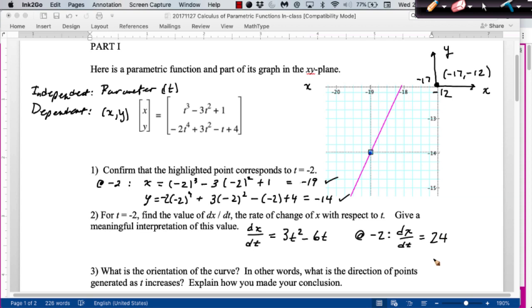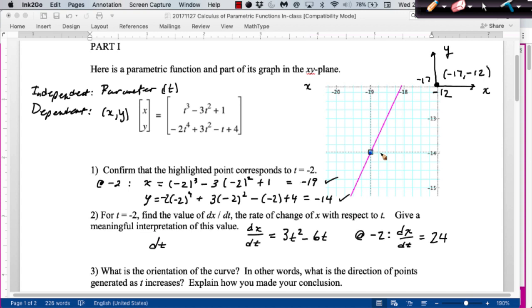I was going to say that the instantaneous rate of change of x with respect to t is 24. And what does that mean? Yes, exactly. So for any value of t, any change in t times 24 is what's going to give you the change in x. Given any change in t? Or no, just at that point.